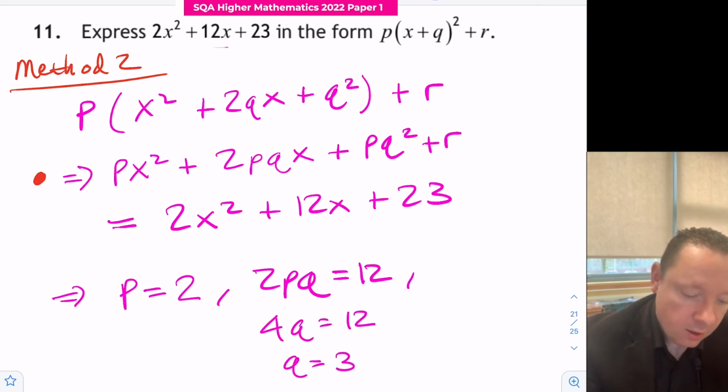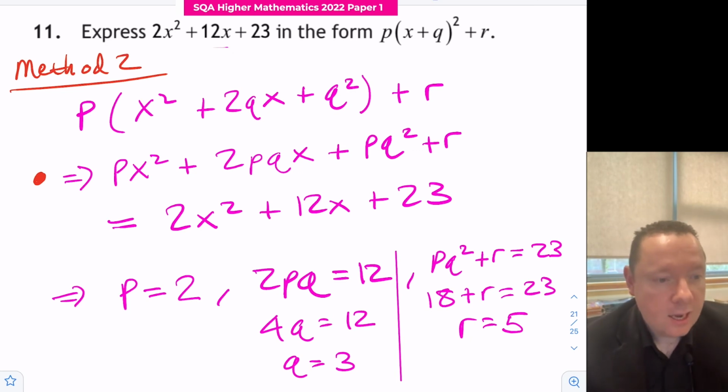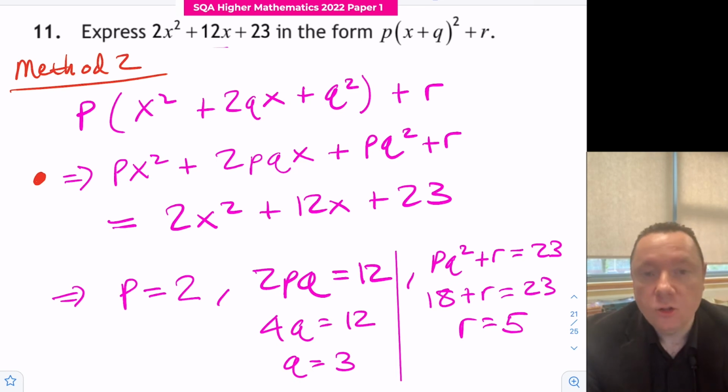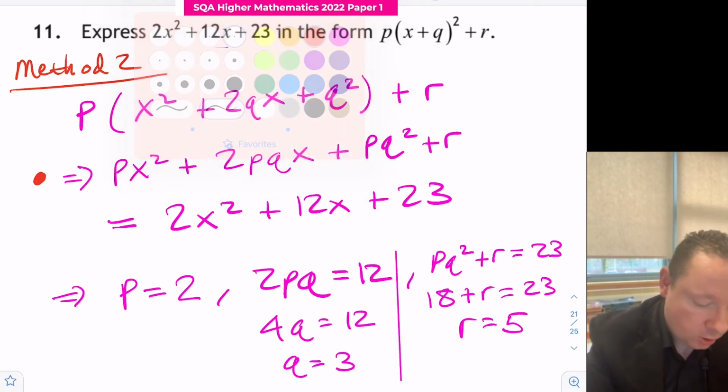And finally, we can see that pq² plus r, the constant, equals 23. But we already know that p is 2 and q is 3, so substituting that in, we get 2 times 9, which is 18, plus r equals 23, so r equals 5 in this case. If you had written down the equations p equals 2, 2pq equals 12, and pq² + r equals 23, you would have got a mark.